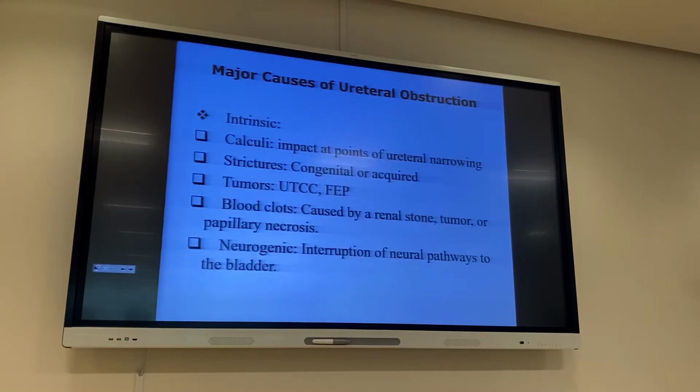Is the brightness of the screen okay, or is it dim? Oh, it's good. It's good? Yes. Can see it well?